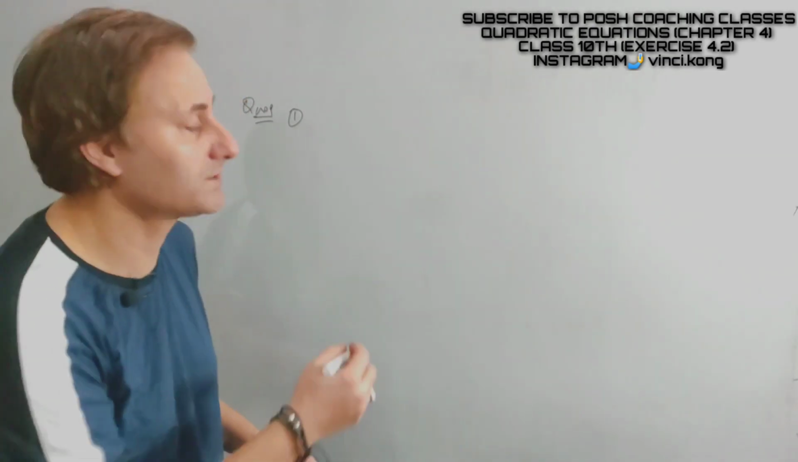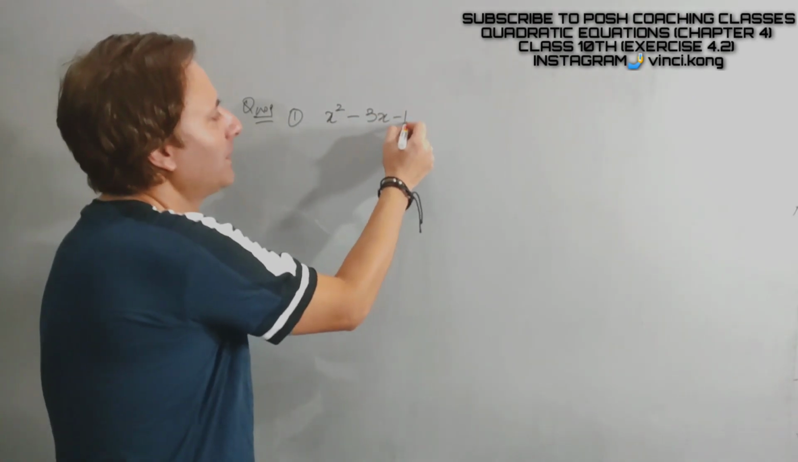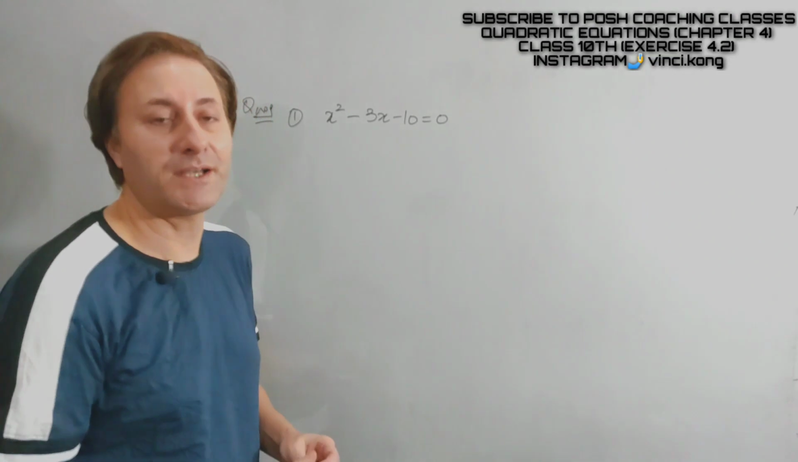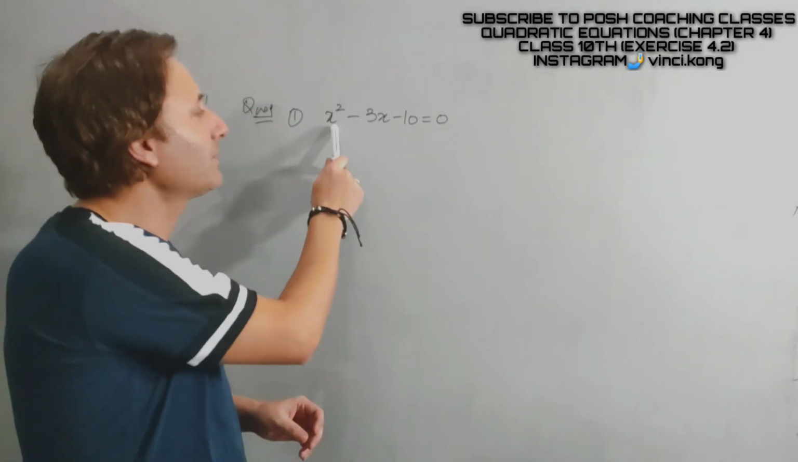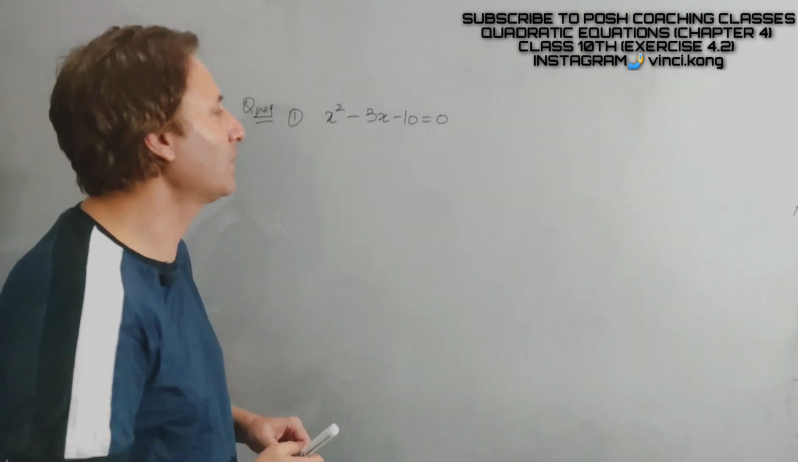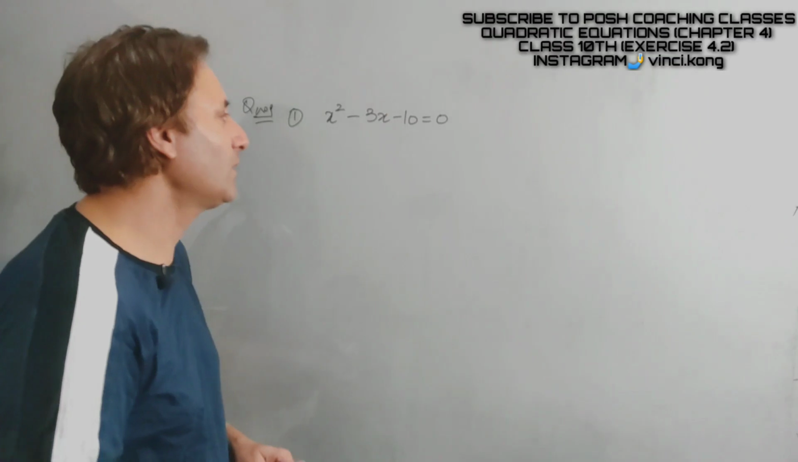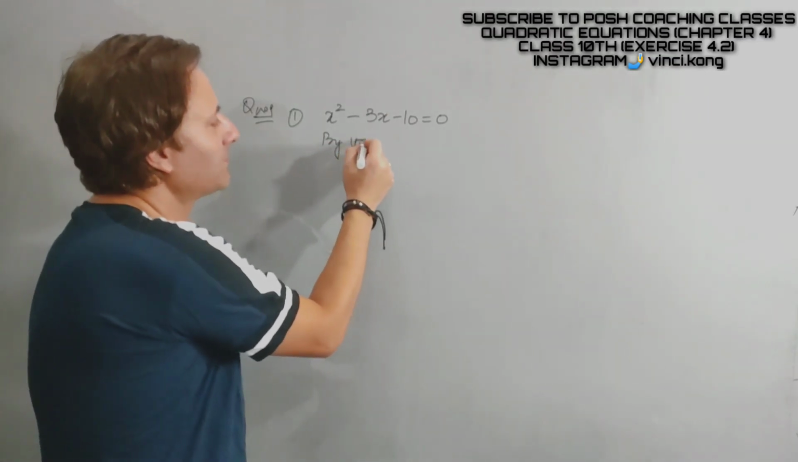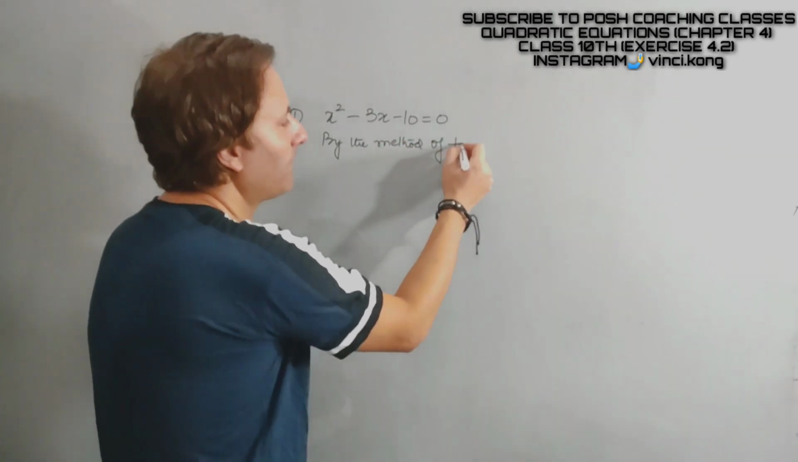It says x squared minus 3x minus 10 is equal to 0. So this is a quadratic equation which we learnt in our last exercise, that if the highest power is 2, it means it is a quadratic equation. Now we are solving this by the method of factorization.